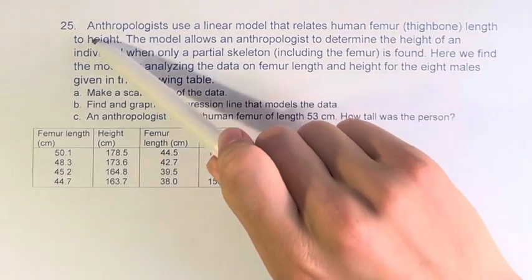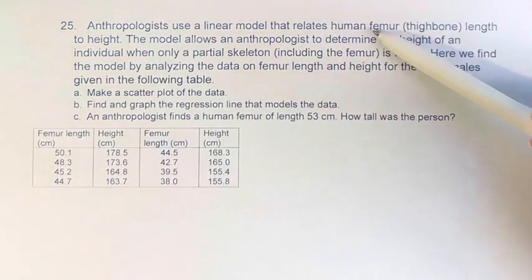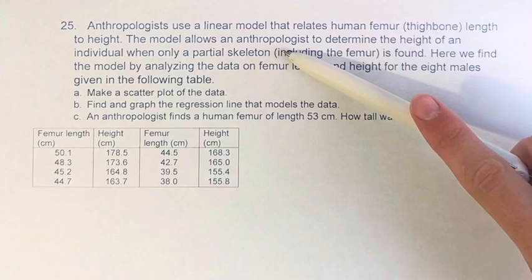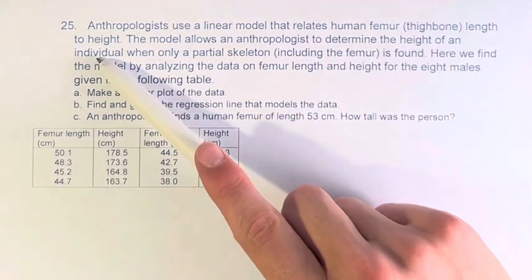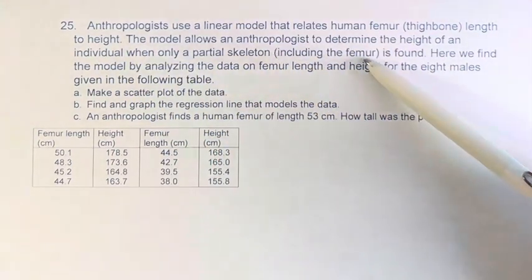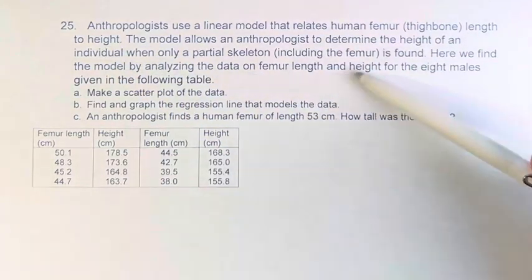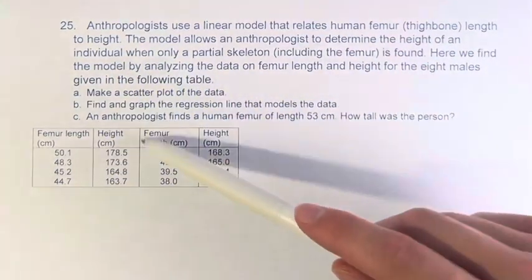In this problem, we're told that anthropologists use a linear model that relates human femur, thigh bone length to height. The model allows an anthropologist to determine the height of an individual when only a partial skeleton, including the femur, is found. Here we find the model by analyzing the data on femur length and height for the 8 males given in the following table.